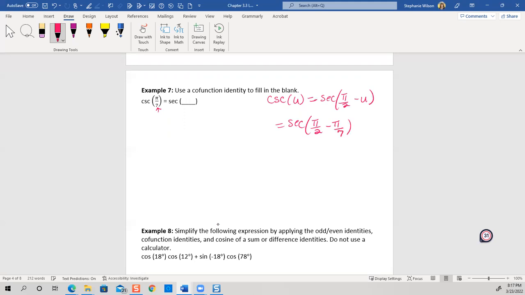And in order to subtract these, I need to have a common denominator. And in this case, it will be 14. So it's going to be 7 over 7. So I got 7 pi over 14 minus 2 pi, which is secant of 5 pi over 14. So 5 pi over 14 is our answer for the secant.